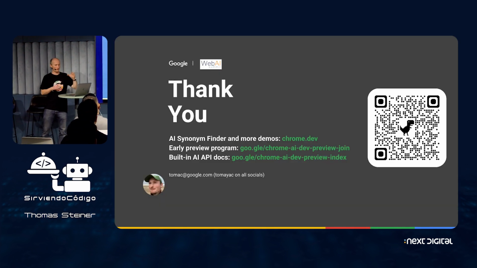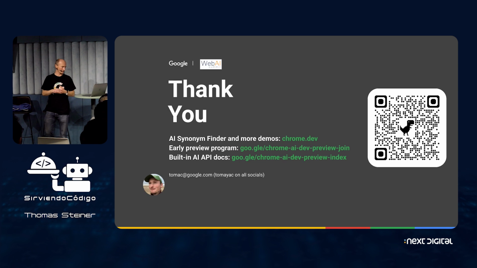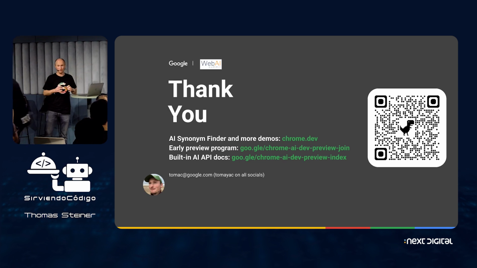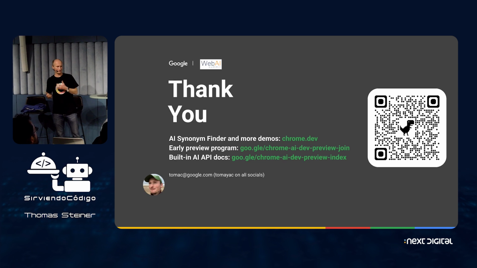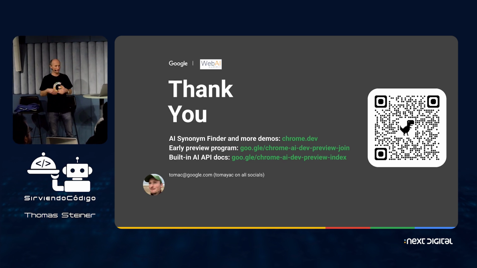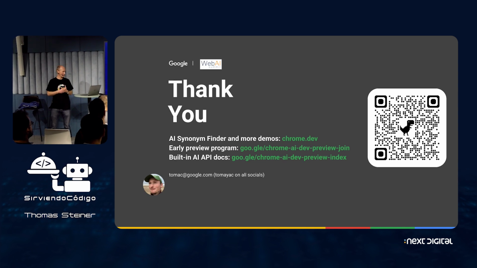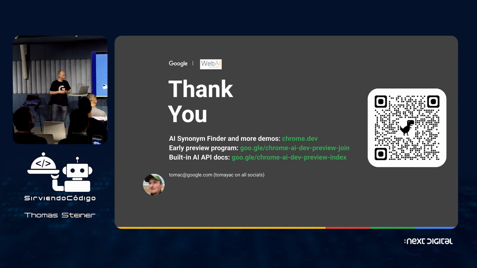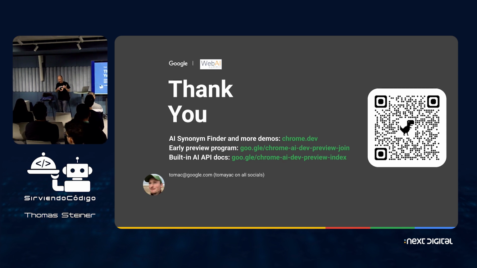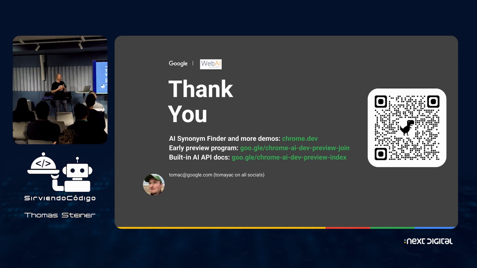All of these resources are available online: the demo application, and the early preview program that you can join. There's a very simple Google form that you fill out. You tell us what you want to do with AI, and then you're part of the early preview program, which will give you access to the built-in AI API docs. And from there on, you can start playing with these APIs right in the browser.